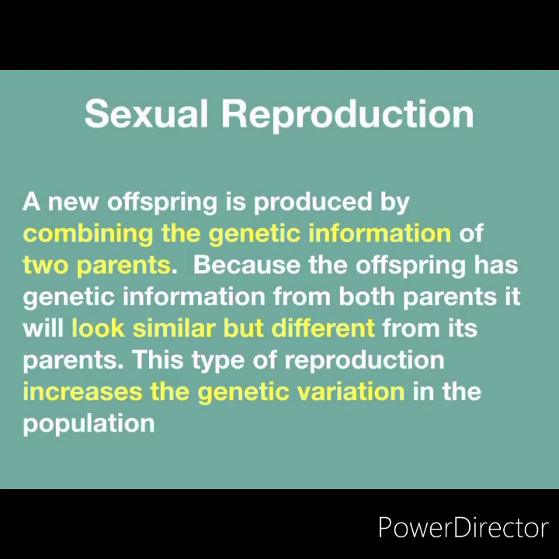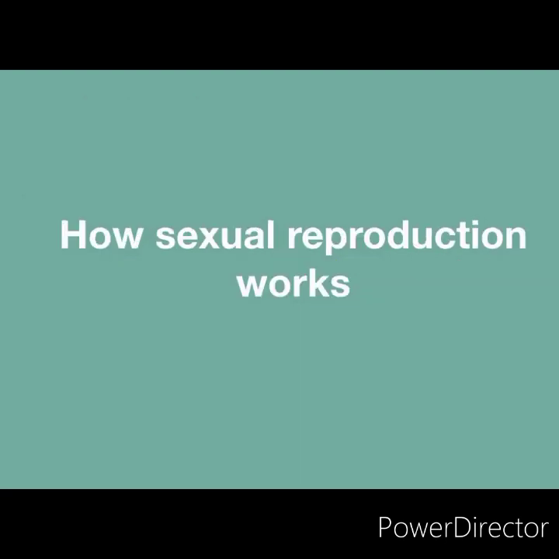In sexual reproduction, a new offspring is produced by combining the genetic information of two parents. Because the offspring has genetic information from both parents, it will look similar to but different from its parents. This type of reproduction increases the genetic variation in the population. So how does sexual reproduction work?